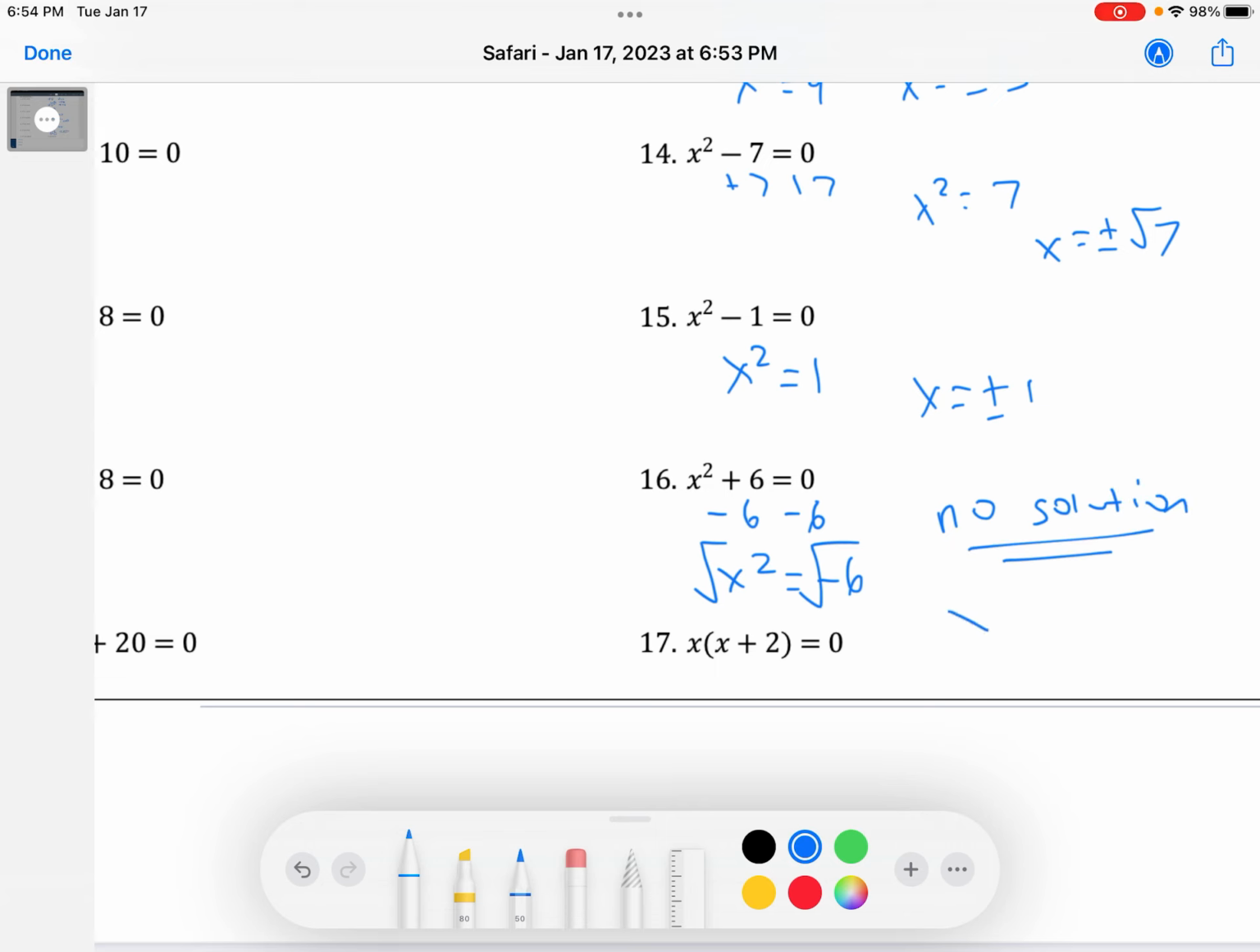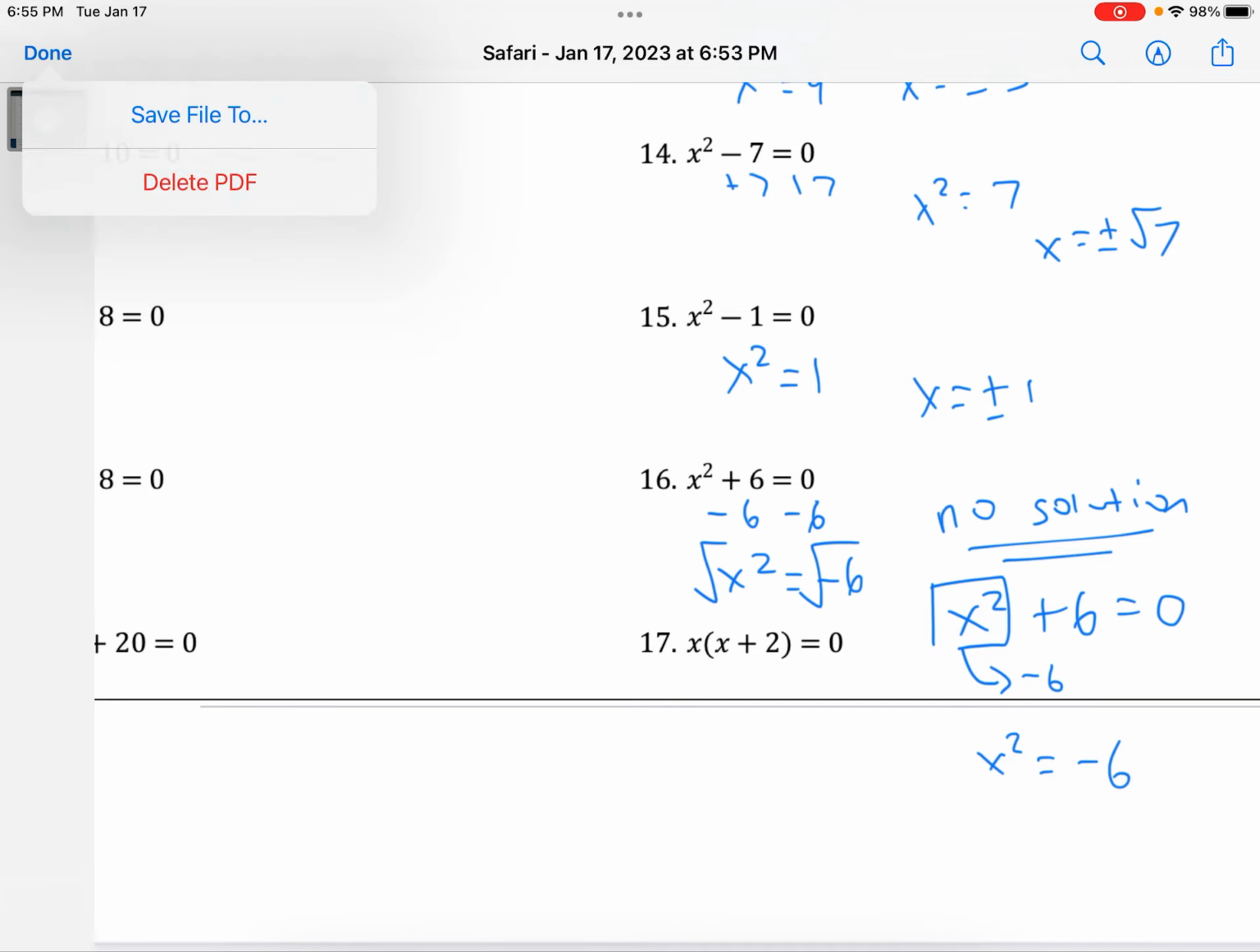And it kind of makes sense if you think about it this way. x squared plus 6 equals 0. For that to be equal to 0, this chunk right here would have to be negative 6. But you can never have x squared equal to something negative, right? Whenever you square something, it's positive, and so that just doesn't work. Okay, so those are those guys. We're using the square root method to solve all of those.